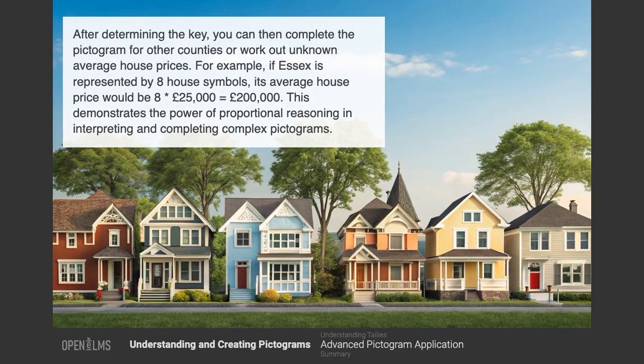After determining the key, you can then complete the pictogram for other counties or work out unknown average house prices. For example, if Essex is represented by 8 house symbols, its average house price would be 8 times £25,000, which equals £200,000. This demonstrates the power of proportional reasoning in interpreting and completing complex pictograms.